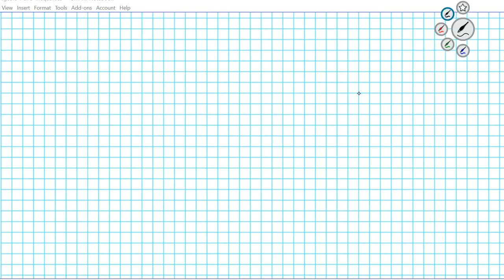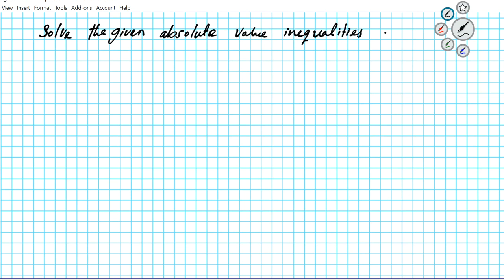Alright, instructions for the examples that we're going to work on are as follows. We're to solve the given absolute value inequalities. So we're going to do two things, okay? We're going to solve them and then graph the solution. All right, let's take a look at question number 1.